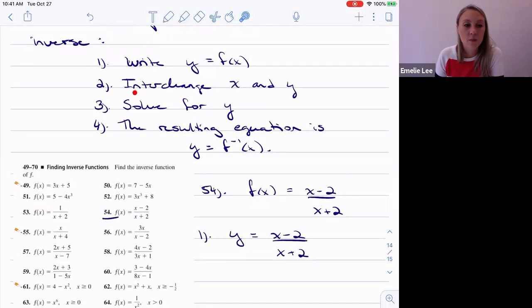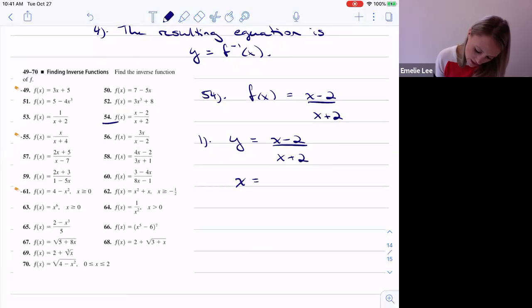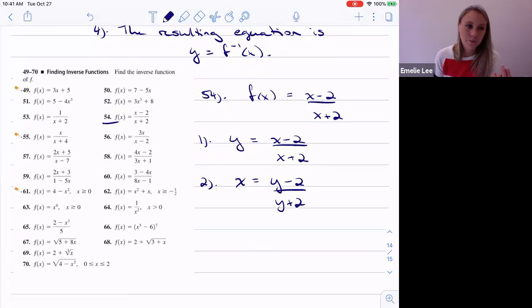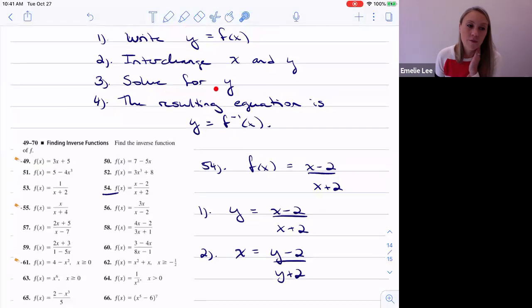I'm going to follow my steps, but if you follow the other steps, it doesn't matter. Then you would just be solving for x here, and then you'd have to switch x and y. But I'm going to swap, so wherever I see an x, I'm going to write y, and wherever I see a y, I'm going to write x. So here, I'm going to have x equals y minus 2 over y plus 2. Okay. And then now, I have to solve for y, right? So slowly but surely, I'm going to try to move everything so I've got y on one side and x on the other side.